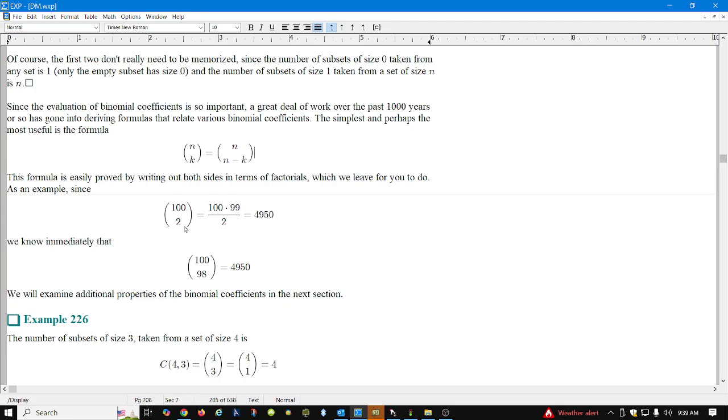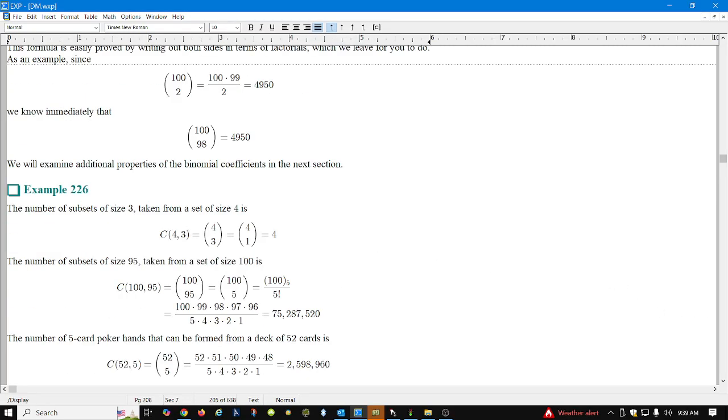100 choose 2 is simply 100 times 99 over 2. That tells us immediately that the number of ways of choosing 98 objects from a set of size 100 is also 4950, because it's equal to 100 choose 2. Okay. More examples. The number of ways of choosing 3 objects from 4 is 4 choose 3, which is the same as 4 choose 1, which is 4.